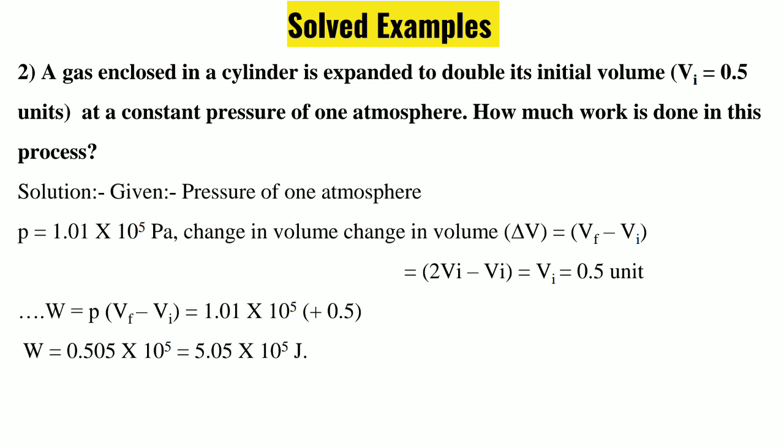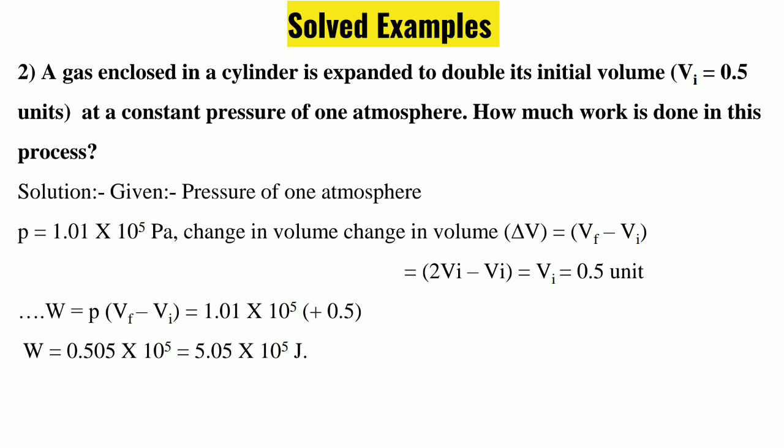A gas enclosed in a cylinder is expanded to double its initial volume. Vi is equal to 0.5 unit, at a constant pressure of 1 atmosphere. How much work is done in this process? The pressure of 1 atmosphere is P equal to 1.01 into 10 raised to 5, a normal atmospheric pressure. Change in volume is delta V, that is Vf minus Vi. Try to understand: the gas is enclosed in a cylinder and expands to double its initial volume, meaning the initial volume became double in the final.